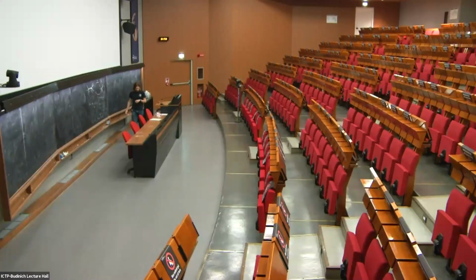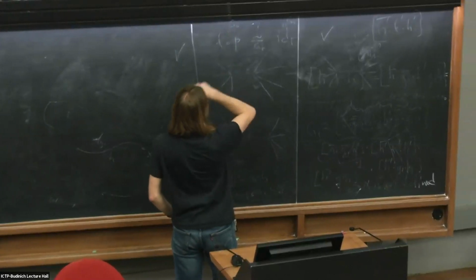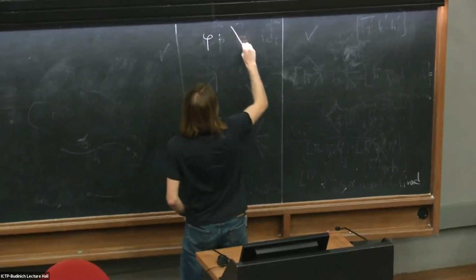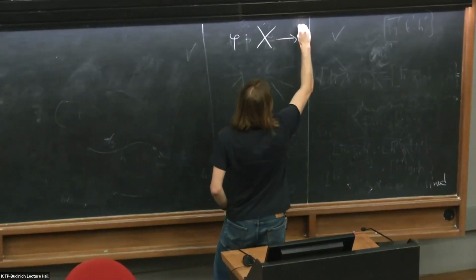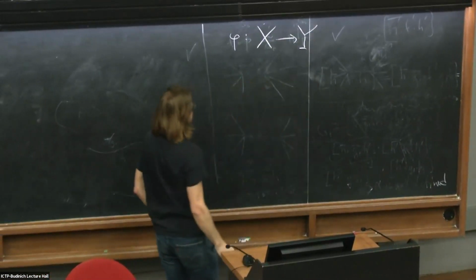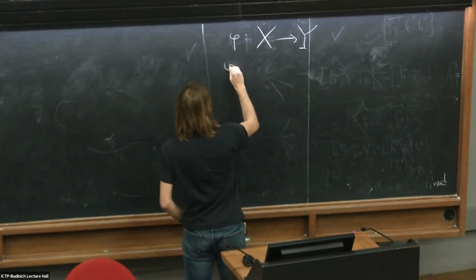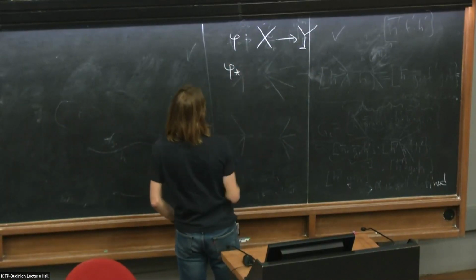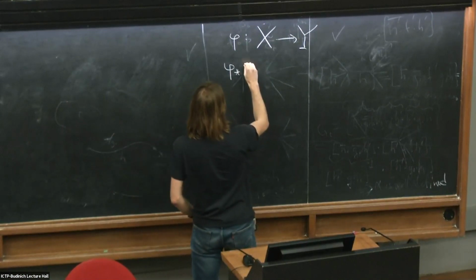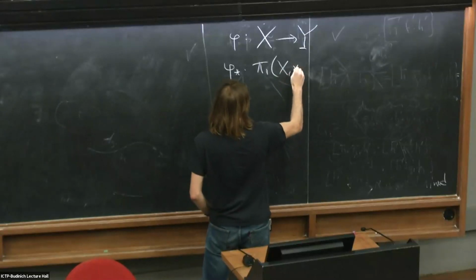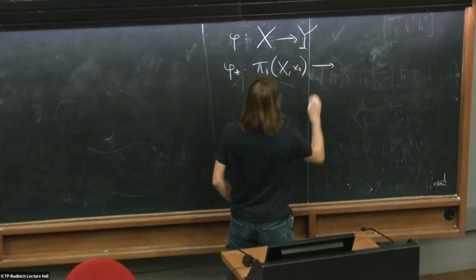Let me recap what happened in the last lecture. So we considered the notion of push forward. If you have some map phi between a pair of spaces X and Y, then it induces a map between the corresponding fundamental groups, called push forward.